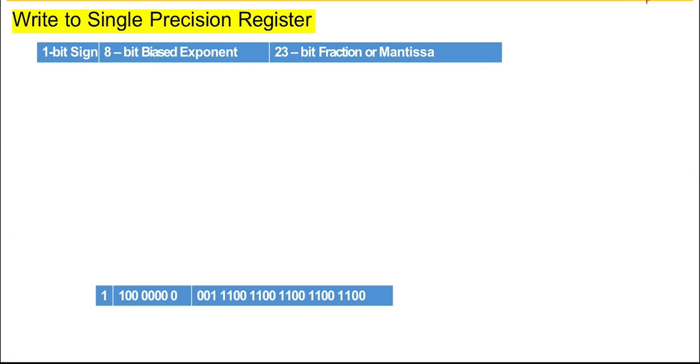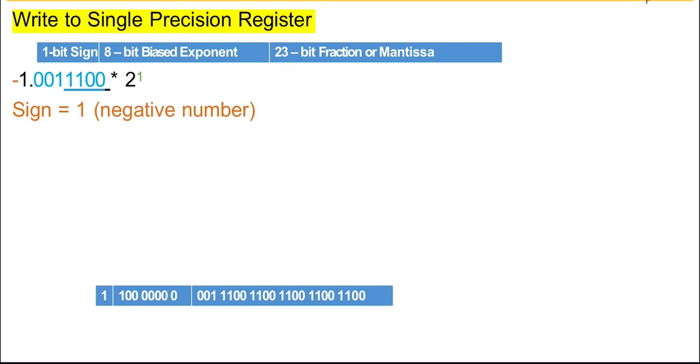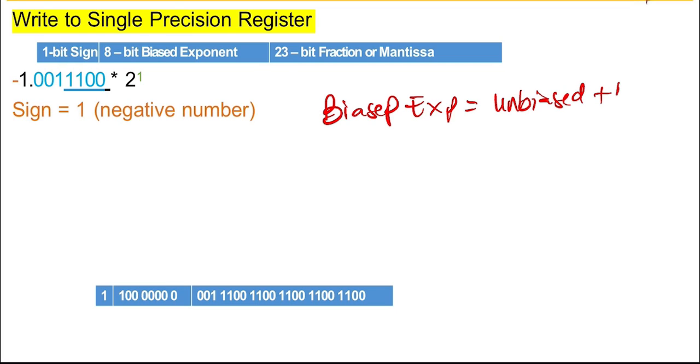Okay, to write it in single precision, we already have converted it into our normalized form. Now we know that it's a negative number, so the sign is 1, and the exponent is the biased exponent that we are going to deal with, which I already introduced to us. It is going to be the unbiased exponent plus the bias.